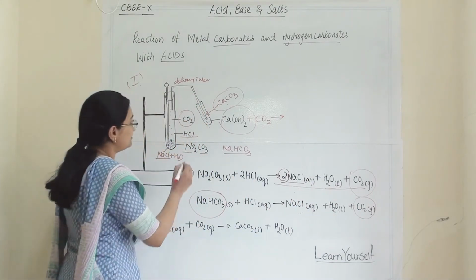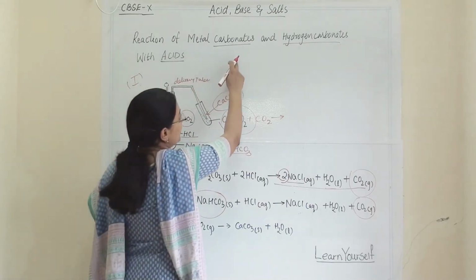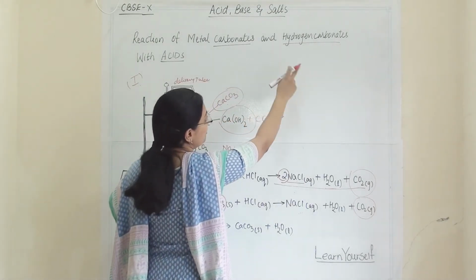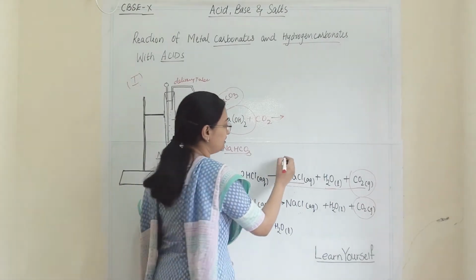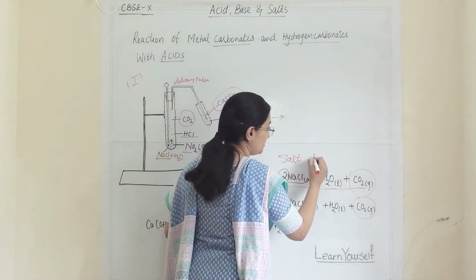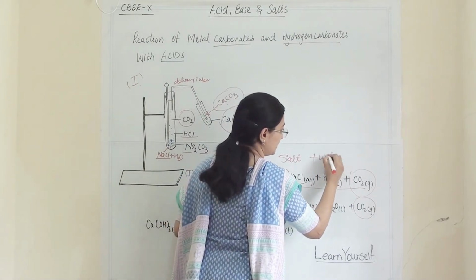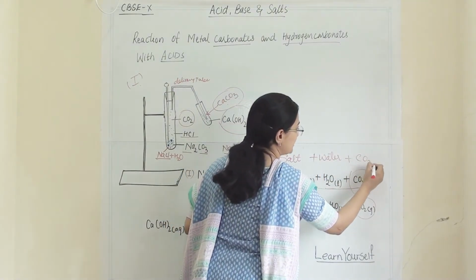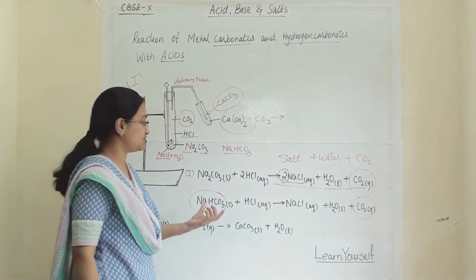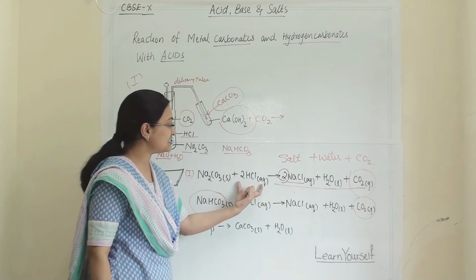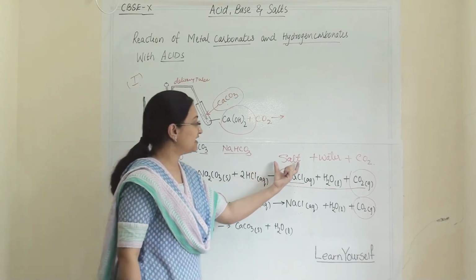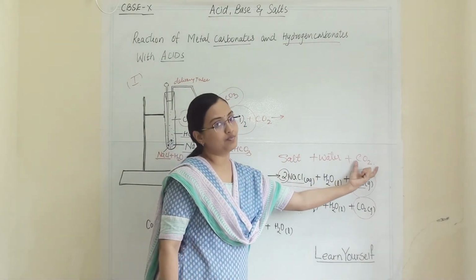So we can say that when metal carbonate and metal hydrogen carbonates are reacting with acid, we will get salt plus water and plus carbon dioxide gas. This is a generalized equation that when metal carbonate and metal hydrogen carbonate is reacting with acid, we will get salt, water and carbon dioxide.